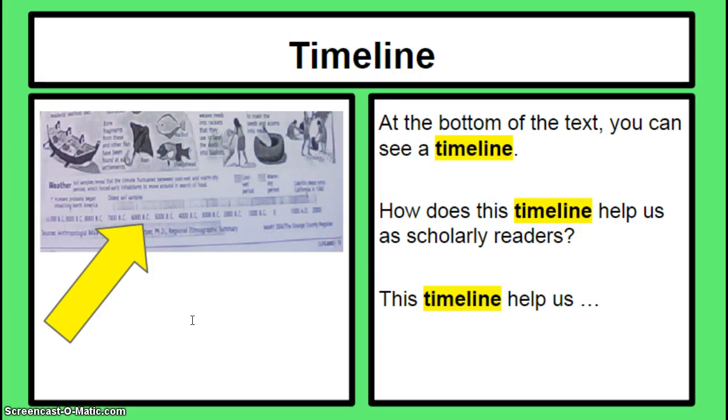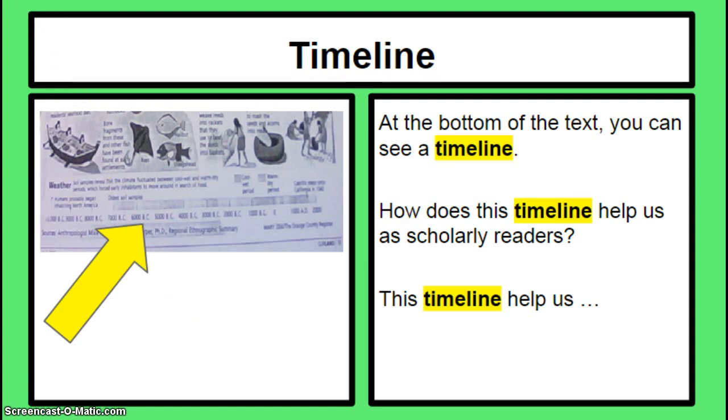It has something to do with the types of soil and the types of weather that was happening over the past several thousand years here in this area. So how does this timeline help us? Have a close look. Oh, and pause the video. That's right, pause the video.